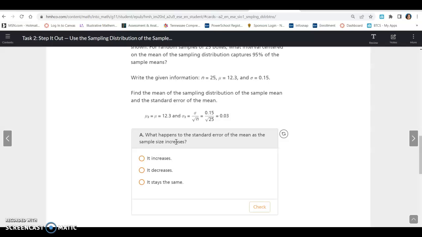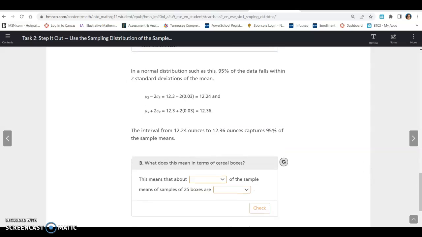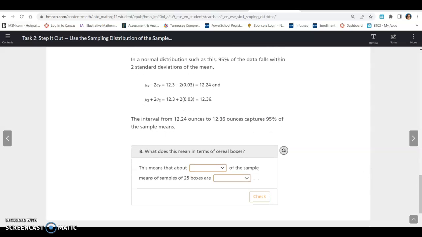All right, so it says, what happens to the standard error of the mean as the sample size increases? Well, as the sample size gets bigger, the standard error would decrease. So the fewer samples you have, the more error there is possible, but the larger the sample size, that would decrease. All right, so in a normal distribution such as this, 95% of the data falls within 2 standard deviations of the mean. Okay, again, remember from normal distribution, 2 standard deviations is approximately 95%.